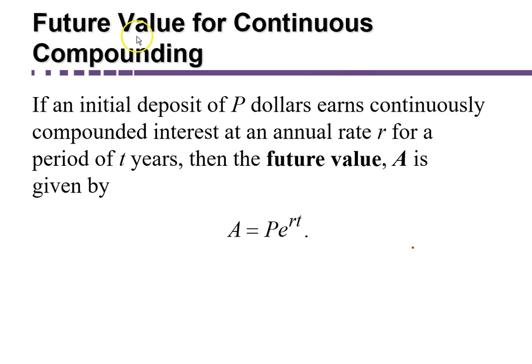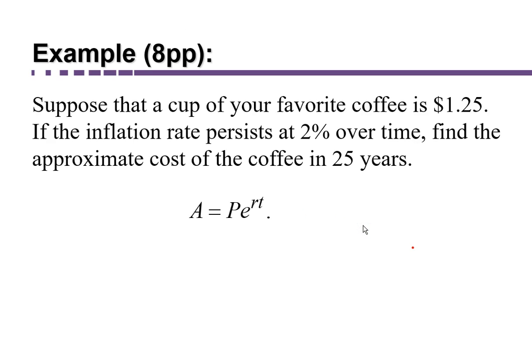Now, we figure future value for continuous compounding is a formula we are already familiar with from section 3. So, future amount equals the principal times e, Euler's e, raised to the exponent, rate times time. Time here is years. So let's take a look at this. Now suppose, and this is example 8, that a cup of your favorite coffee is $2.25. If the inflation rate persists at 2% over time, find the approximate cost of the coffee in 25 years.